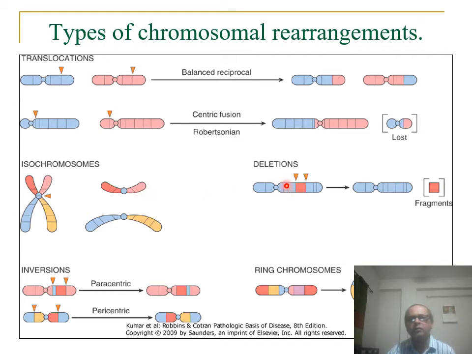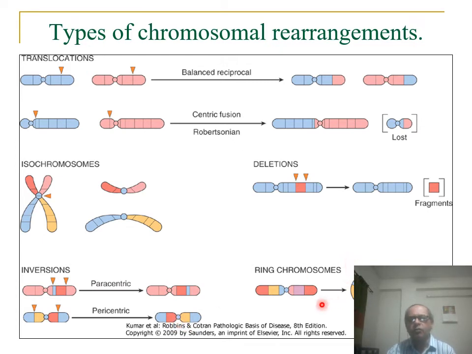In case of deletion, when a portion or fragment of a chromosome is lost, it is called deletion. Here this one is lost and this one is lost. Inversion may be paracentric or pericentric. In the same chromosome, one portion is reversed. It occurs here; this portion comes to here. Pericentric is in the center, in the centromere area, where a portion is changed to another position.